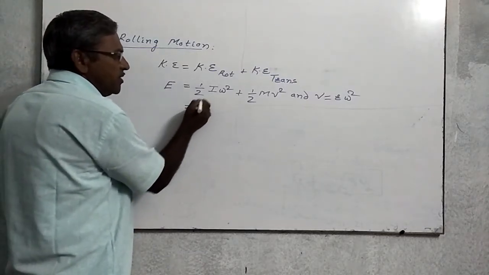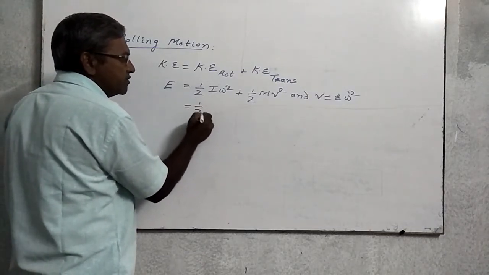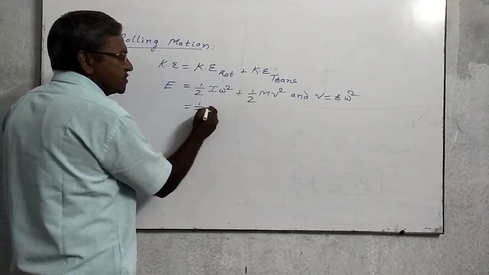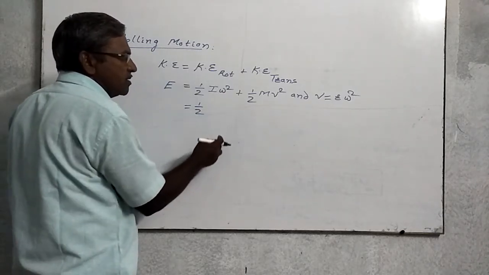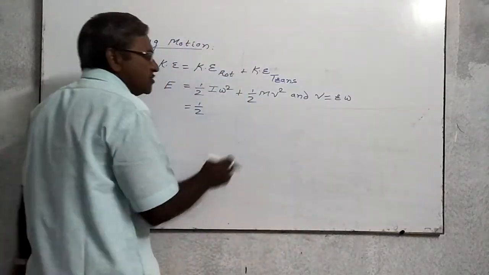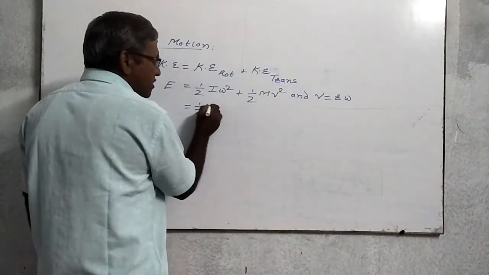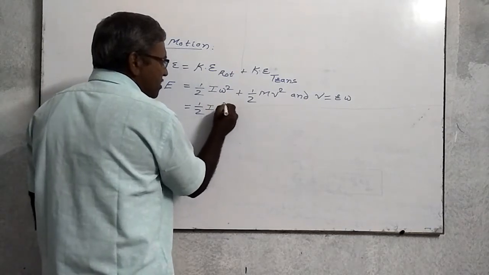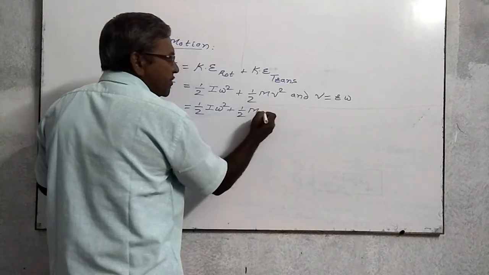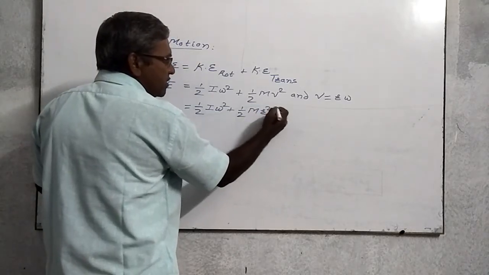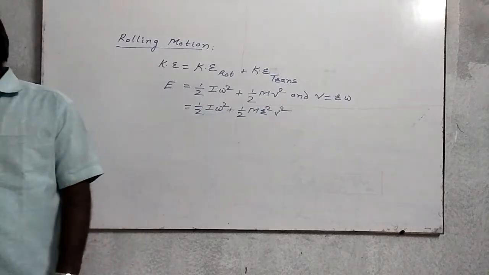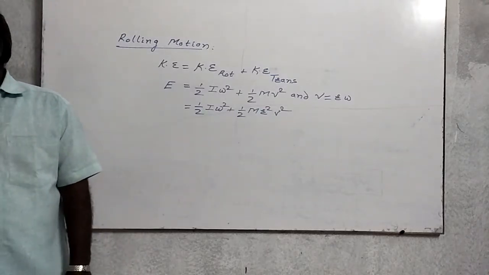So you can have this 1/2, sorry, v equal to r omega. So when put in here, this will be 1/2 I omega square plus 1/2 m r square omega square, in terms of v. So this is the relation.